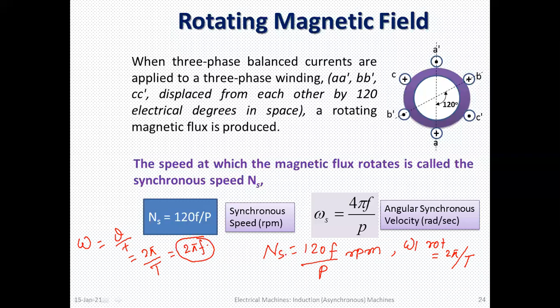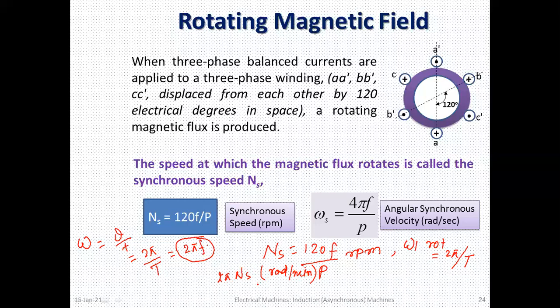And suppose we have ns equal to 120 f by p, which is in rotations per minute. So in one rotation, how much angle is formed? 2 pi angle is formed. So in ns rotations, how much angle will be formed? 2 pi into ns, and this is in radians per minute. Now in one rotation, the angle formed will be 2 pi radians. So in ns rotations, the angle formed will be 2 pi into ns radians per minute.